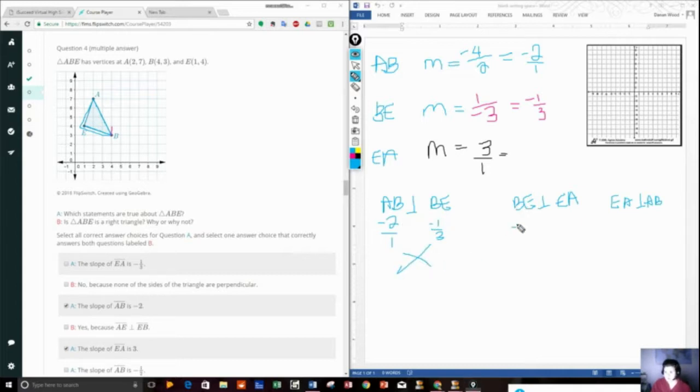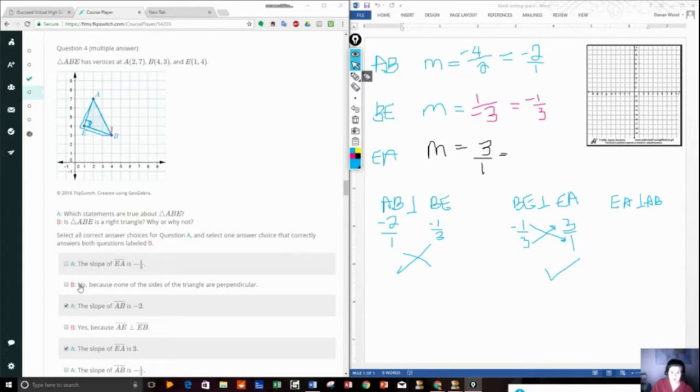So BE, negative 1/3, perpendicular to 3 over 1? Okay, so we're looking for opposite signs. So this one's negative and that one's positive. So far so good. And then we're looking for reciprocals. Did the numerator become the denominator, and did the denominator become the numerator? Yes, so this one is perpendicular. So we have a 90-degree angle right here. So yes, it is a right triangle.